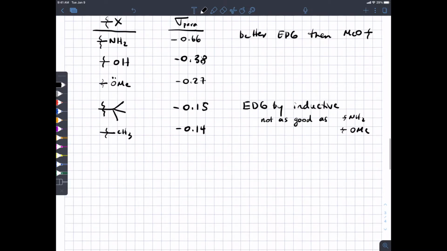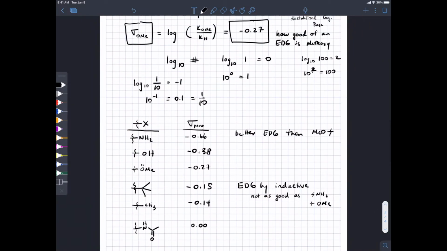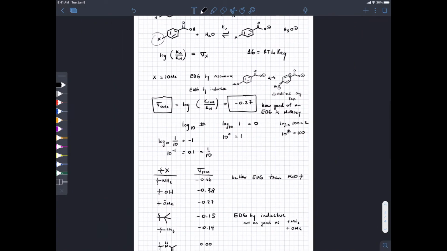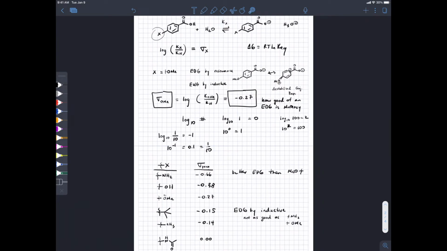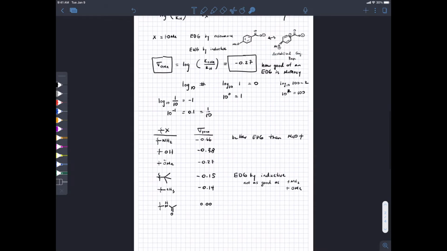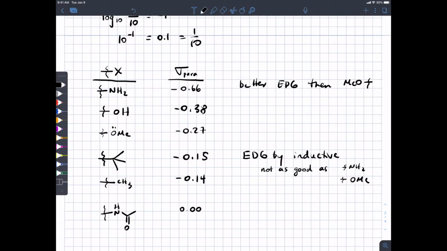Interestingly, and this is something that I've had students ask about in undergrad OChem, if you take that amino group and acetylate it, the sigma value is 0, which means that the acetylated amino group has exactly the same equilibrium constant as the hydrogen does. Why that huge difference between an amino group and an acetylated amino group? What do you think's going on there?